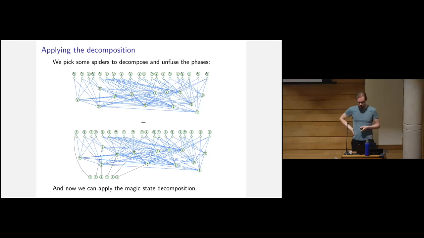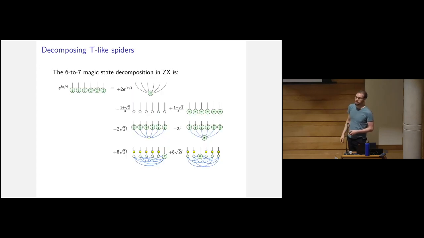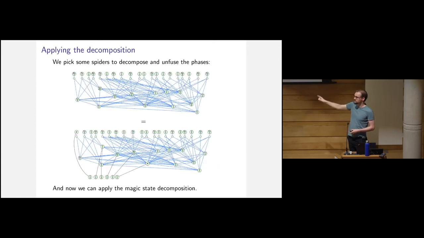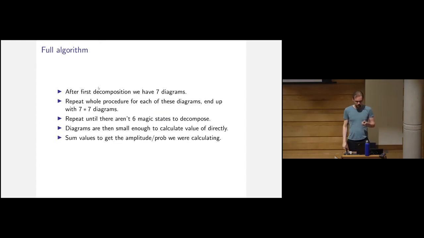So what do we do with this? Well, we take our diagram, and we just pick some spiders, which you can do essentially at random. We don't have any good strategy yet for how to select these. You pick some of these spiders, and you unfuse a pi over four spider so that we see these six magic states at the bottom. Then we apply the magic state decomposition we have here, and those six spiders are replaced by the Clifford diagrams. Then we fuse them back in. Again, our simplification strategy can kill additional things because there's more Clifford there, so we can make the diagram smaller. And we just repeat that.